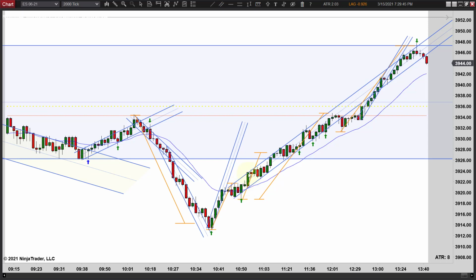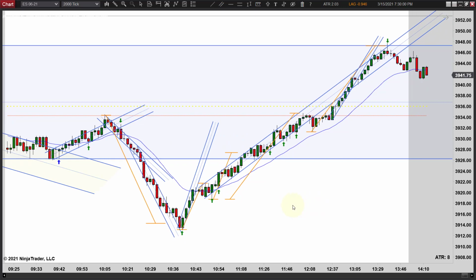If you didn't enter here, you might enter right here. I didn't mark that one, but you could actually go back in right there. When it broke lower and went back up, you could enter again. And there is a new low, so there's another reversal pattern right here. But this one's a little bit away from the EMA, and probably a little bit of congestion there.